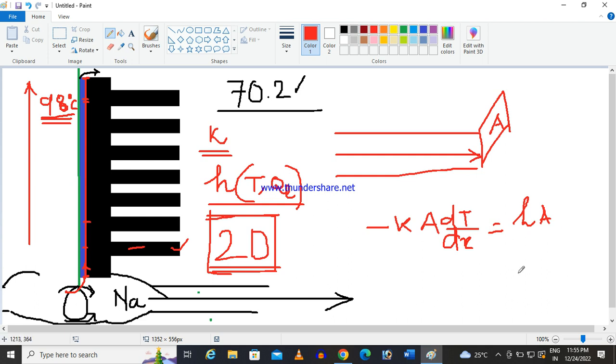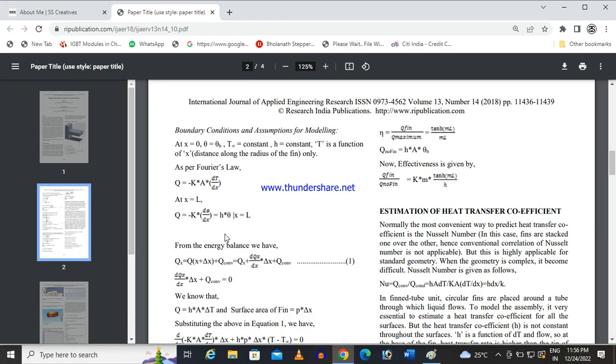Now your theta is equal to instantaneous temperature minus T infinity, the ambient temperature. This is constant, so your d theta by dx is equal to dT by dx. So we can write hA theta at x equal to L. A cancels. So this is another boundary condition.